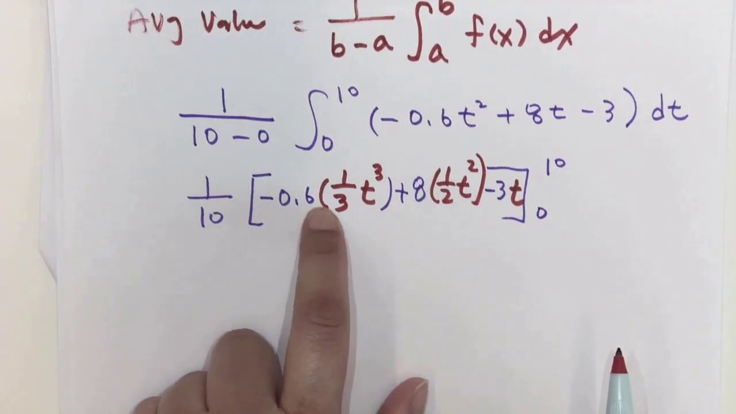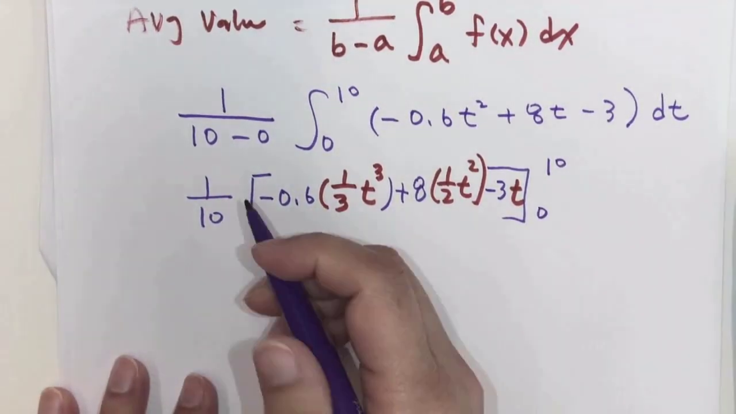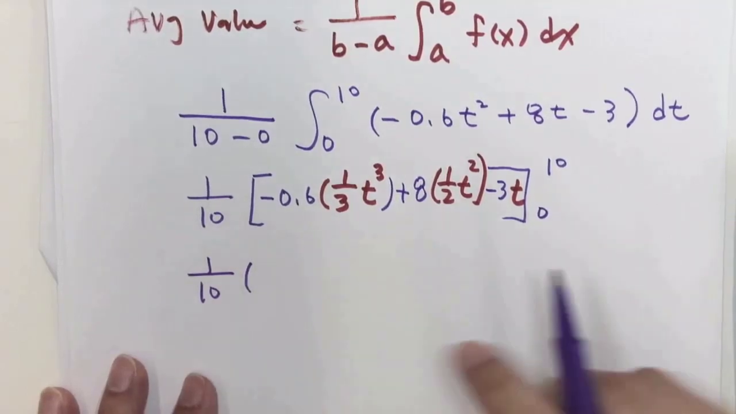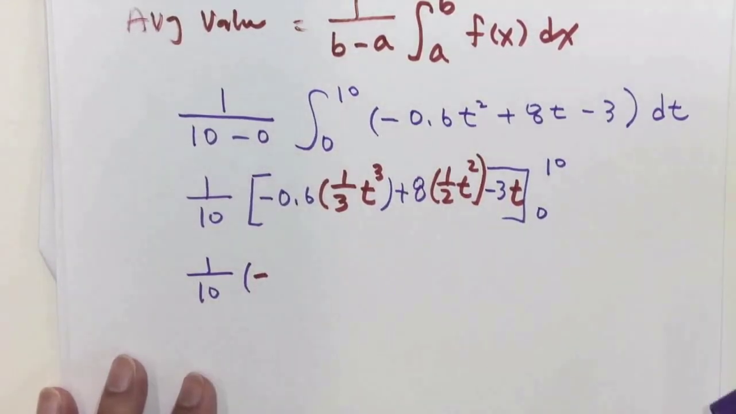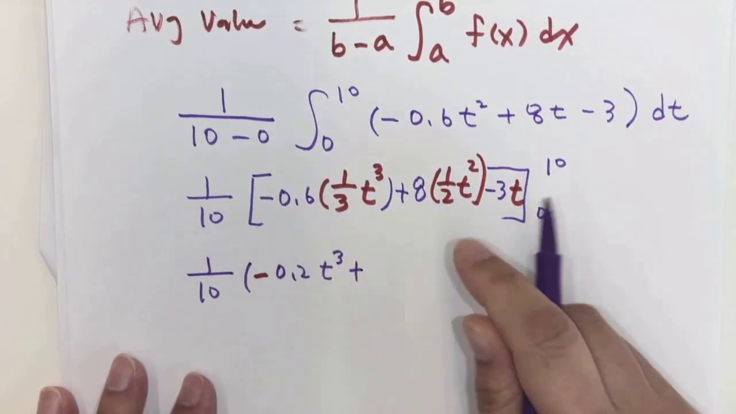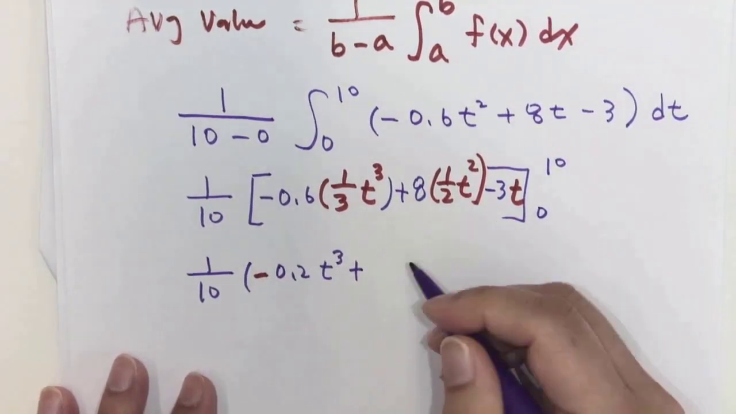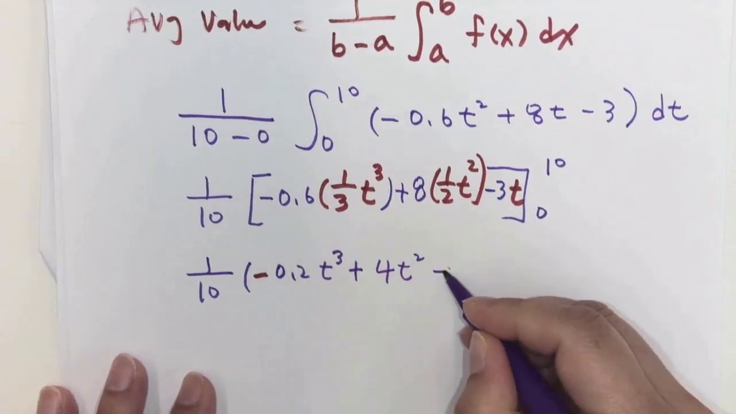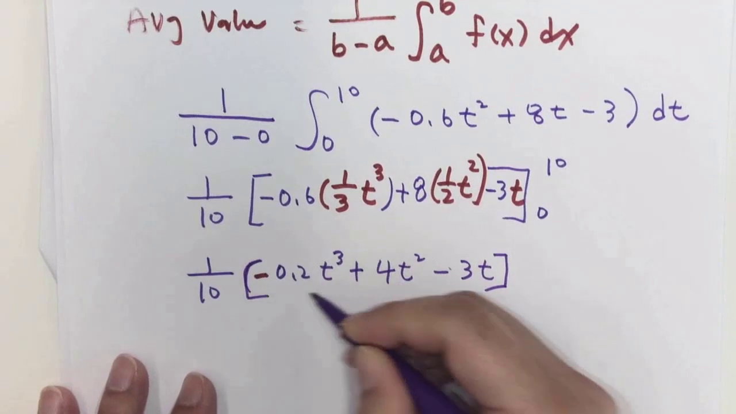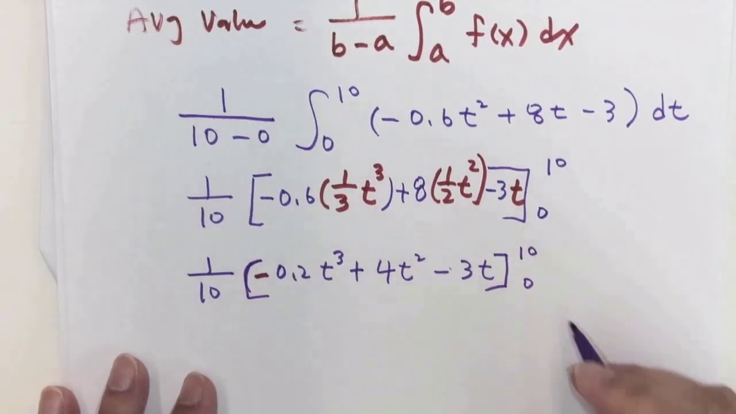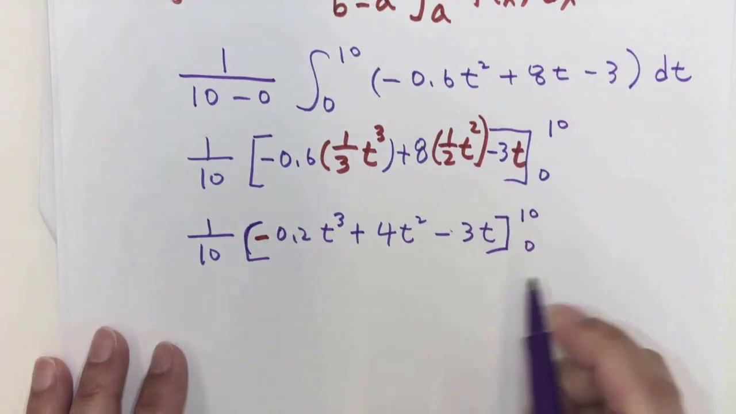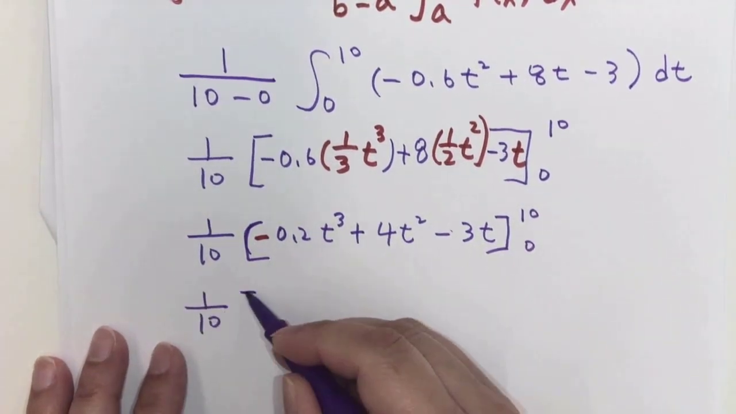Negative 0.6 times 1/3 is going to give me what? Negative, so be careful, don't lose the negative, okay? Negative 0.2 t to the third power plus 8 divided by 2 is 4t squared minus 3t, and plug in the upper and lower limits. I'm really happy with this because this is 0. We don't have to plug in anything basically.